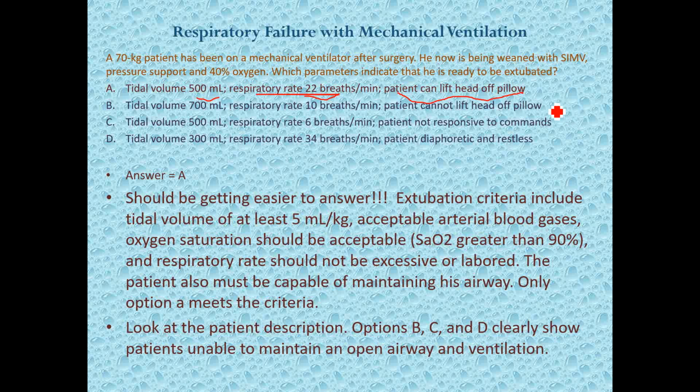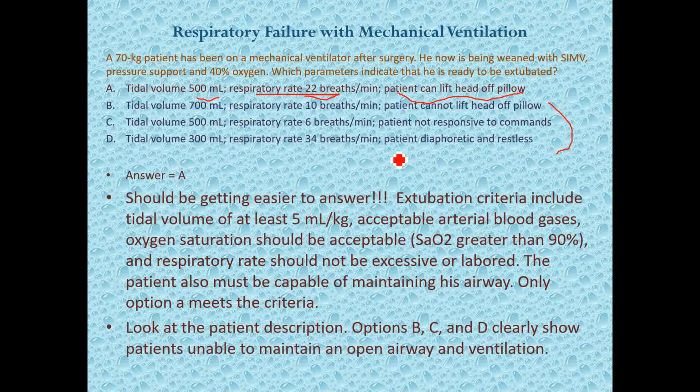Whereas these other two kind of indicate that the patient is still stressed. 6 is not enough breaths, 34 is way too many breaths, 10 is not enough breaths. So really, answer A is the only answer that says to you, hey, this patient is doing great.